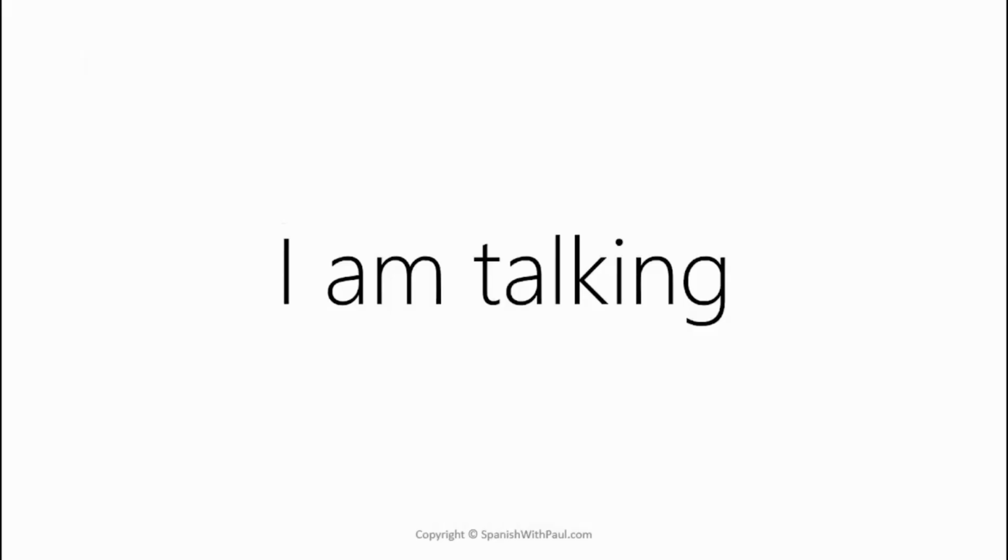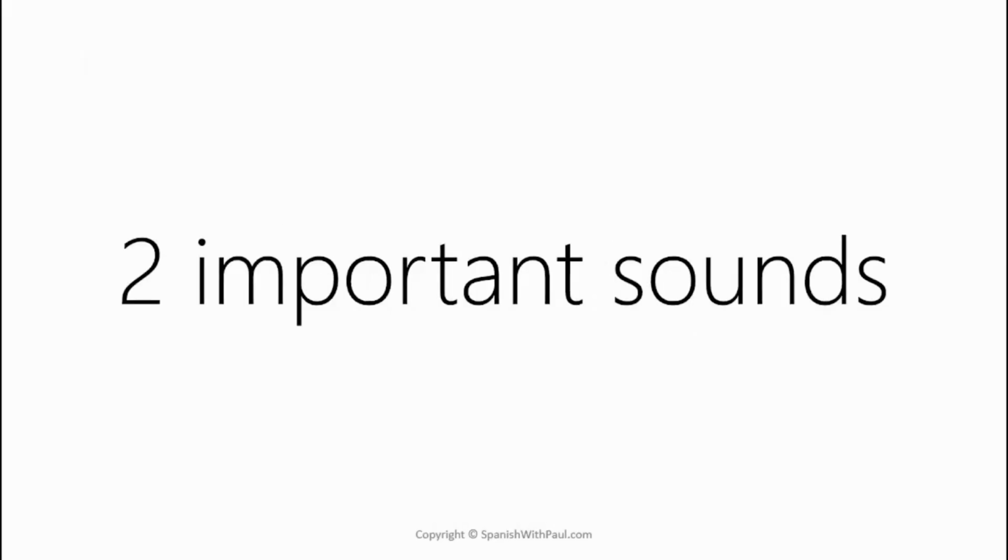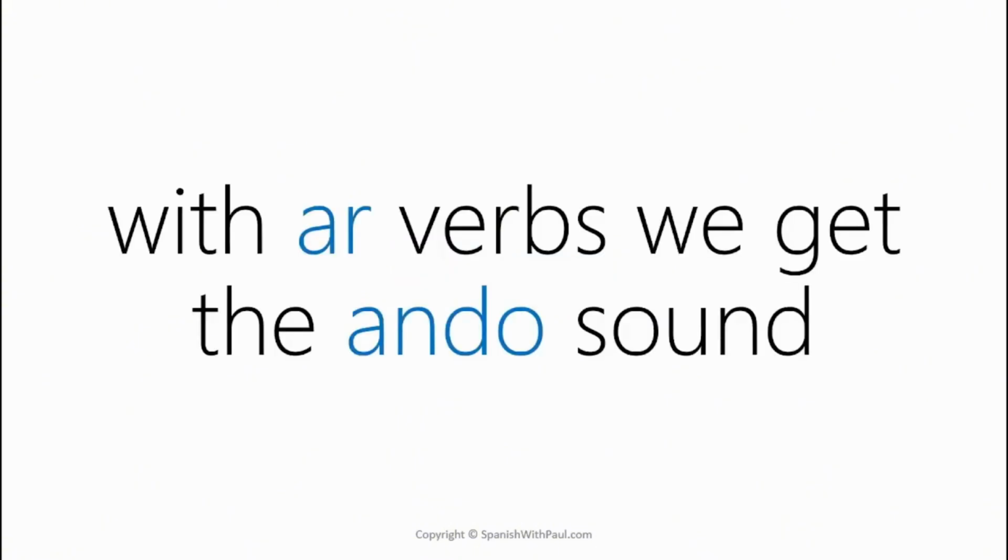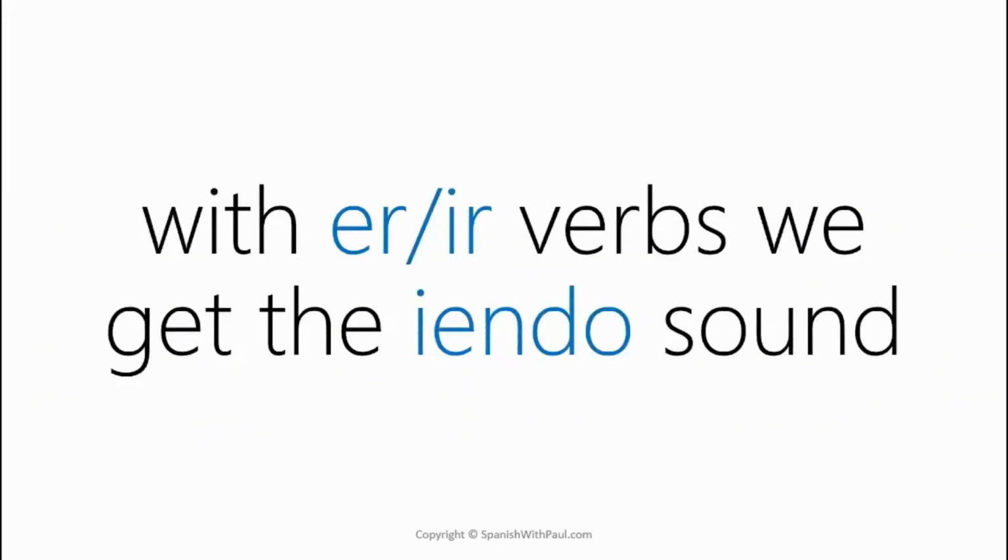Now, to express this in Spanish, we have two important sounds to be aware of. Those sounds are ando and yendo. Even though you see this combination of I, E in the spelling, it takes on a Y sound, yendo. With AR verbs, you will go to the ando sound. But with ER or IR verbs, we go to the yendo sound. And this is something that we're going to practice a lot in this module.